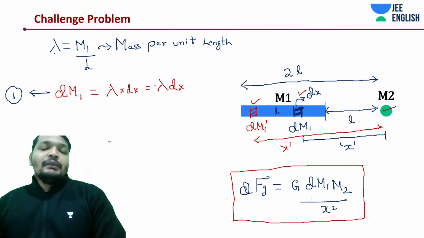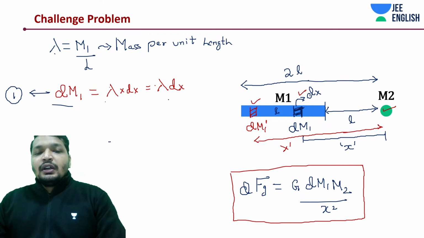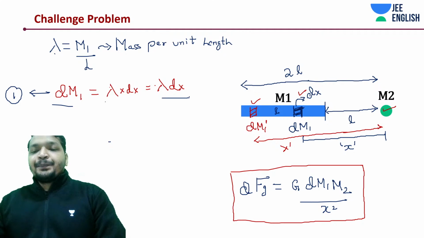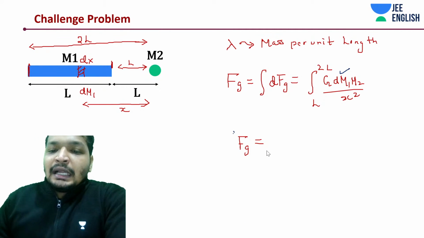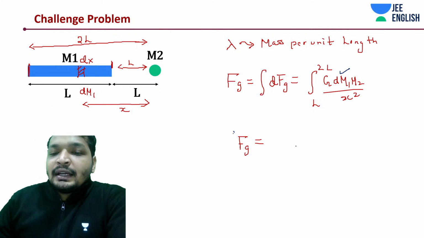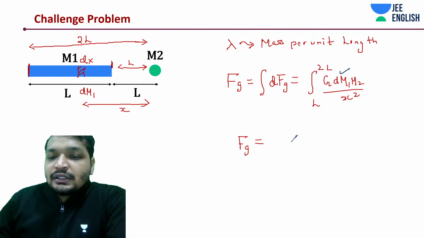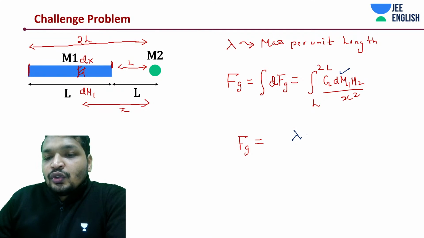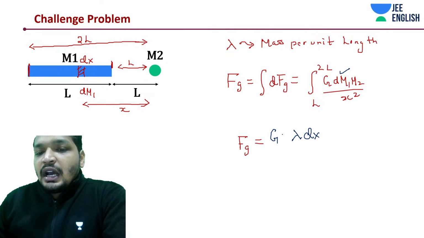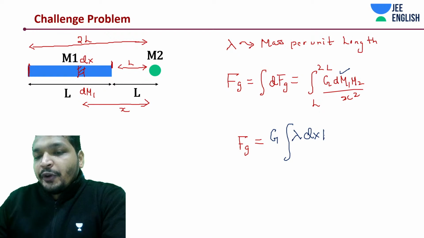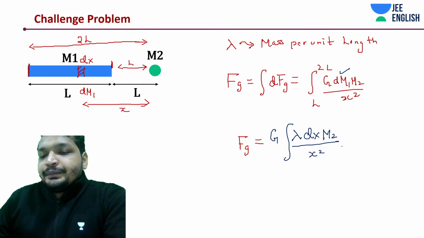G into dm1 into m2 divided by x square, and we are going to substitute dm1 as lambda dx. Keep noticing. And generally, guys, try to work around the lambda. Later on, you can substitute the value of lambda, not at all a problem. So just keep it as lambda into dx. G will always come out, so you don't have to worry about it. It's a constant term. Here I can take out the G. In fact, even m2, because m2 is just a point mass, divided by x square.